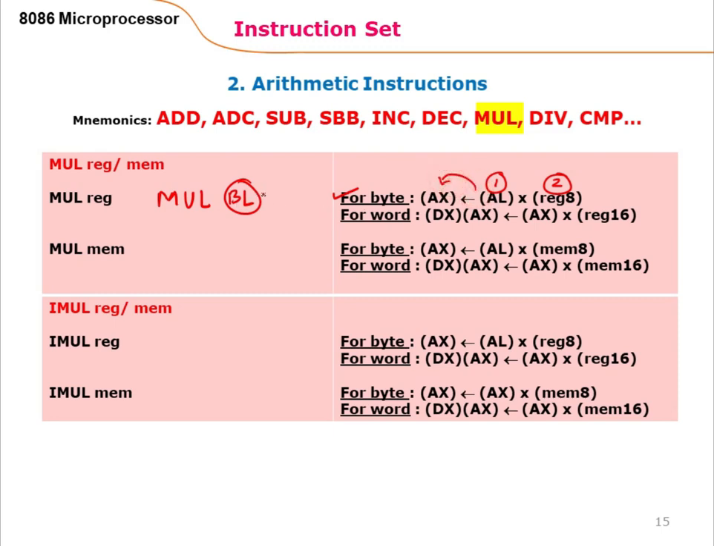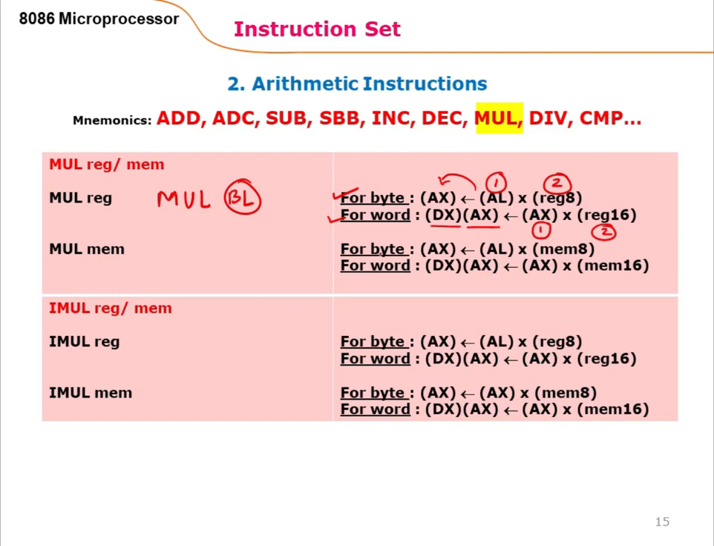So when we multiply two 8-bit numbers, the result may be higher than 8 bits. So we will use the 16-bit register to store the answer. Here, when we use this instruction for a word, that is 16-bit multiplication, the default first operand is AX and the second operand is a 16-bit register. The contents are multiplied and the answer's lower word is stored in the AX and the upper word is stored in the DX register. Okay? Then we can use this instruction on memory also.